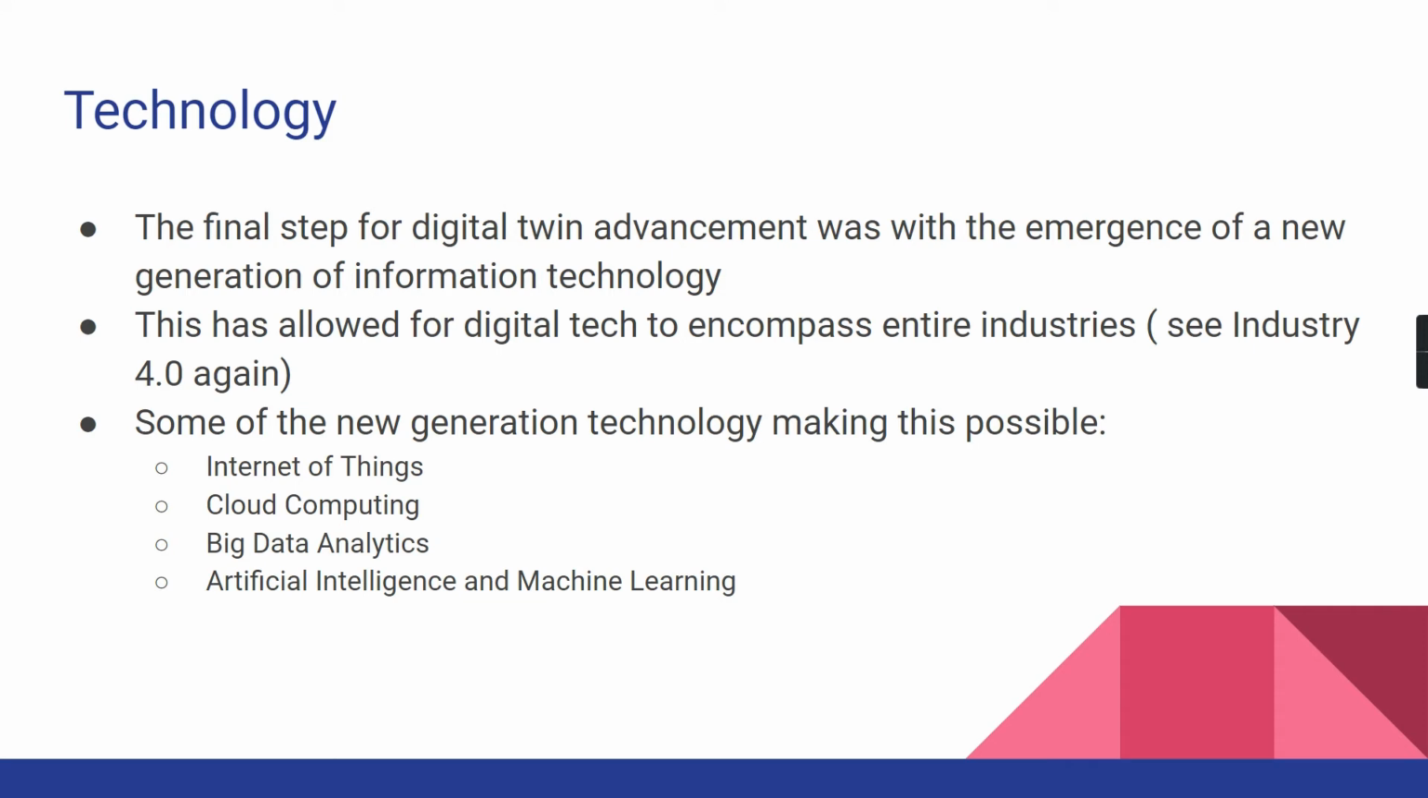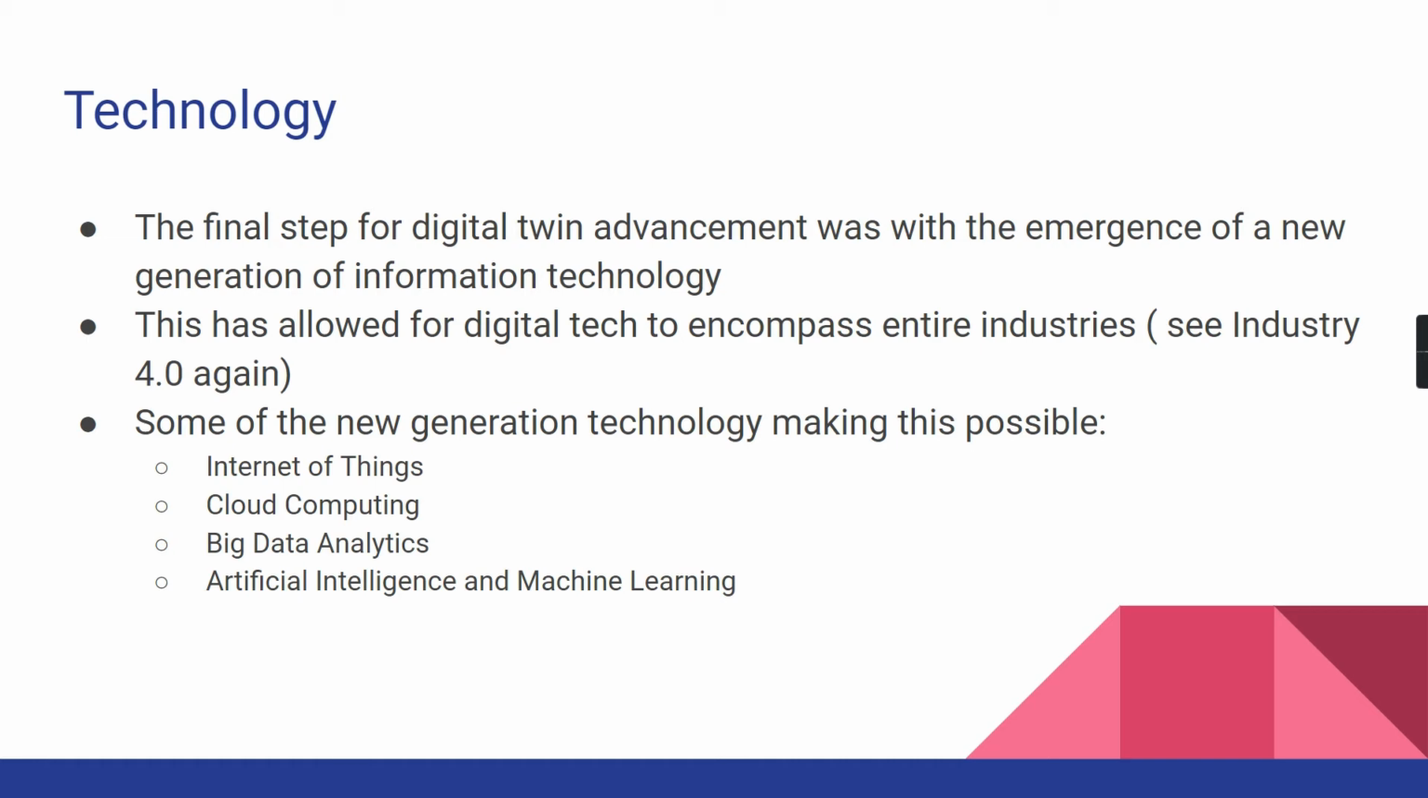Like I said, the final step was the emergence of a new generation of information technology. This has allowed for it to encompass entire industries, and there are many things that make this possible, but for digital twins specifically, Internet of Things, everything being able to connect to the internet and talk and send data back and forth, is big. Cloud computing is also big. It allows for larger data sizes to be used with more powerful machines.